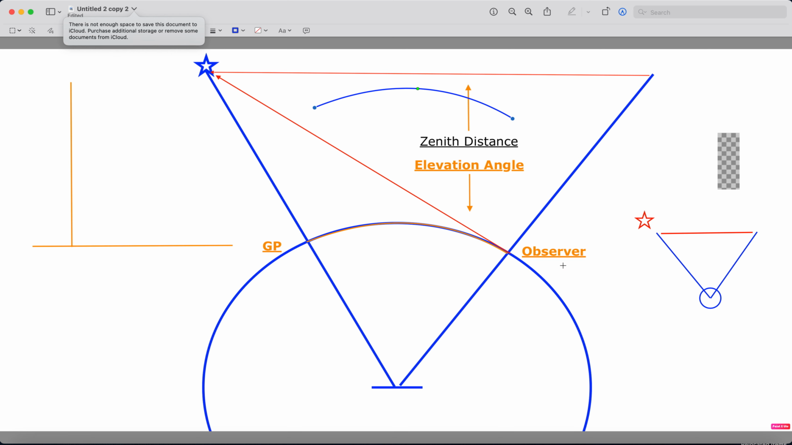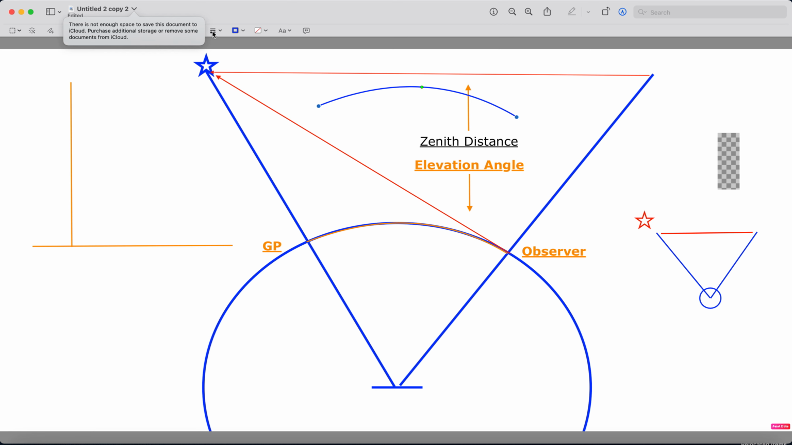Now, all this won't happen because you don't have a 90-degree angle at either of these places, and you need the two zeniths to be parallel for this to work in reality. But on a globe, obviously, this doesn't work, right? Because the distances are going to be all wrong. The actual zenith distance will be way greater than the surface distance between the observer and the GP.